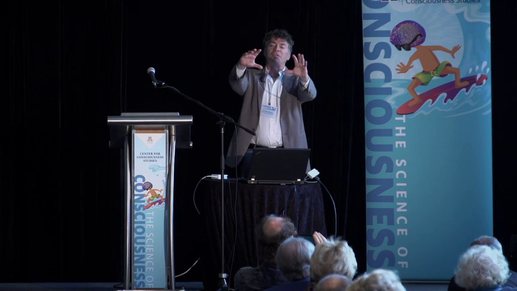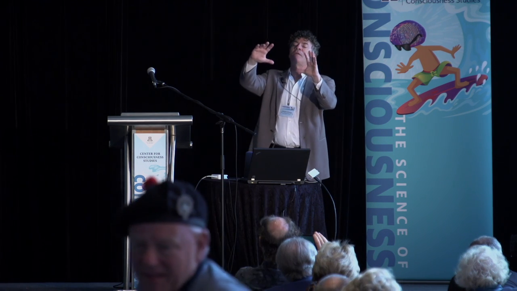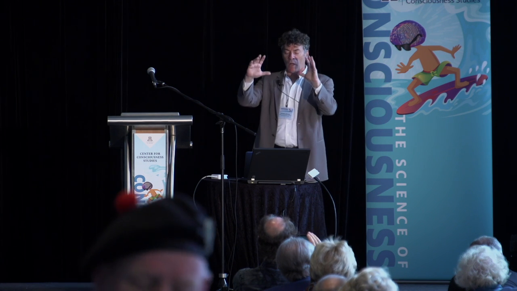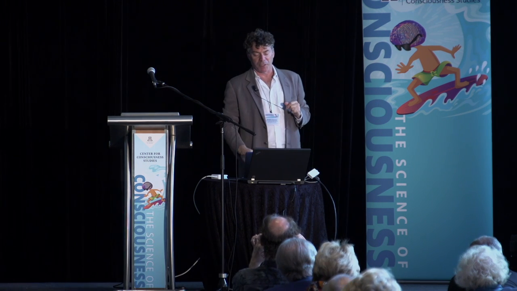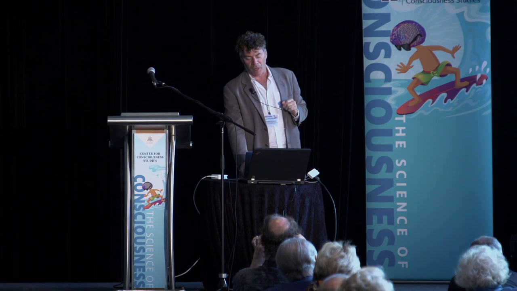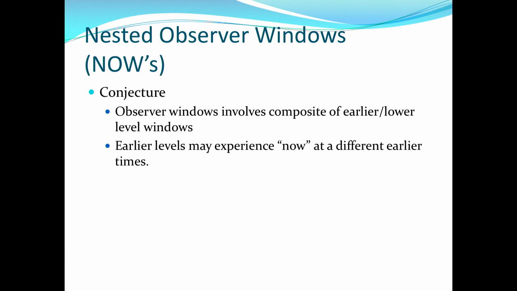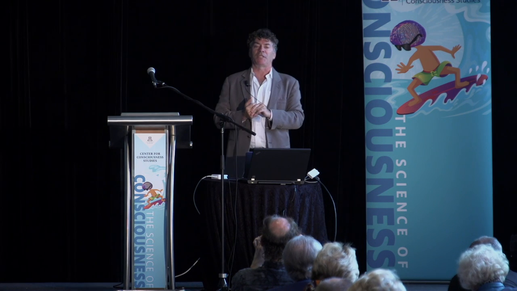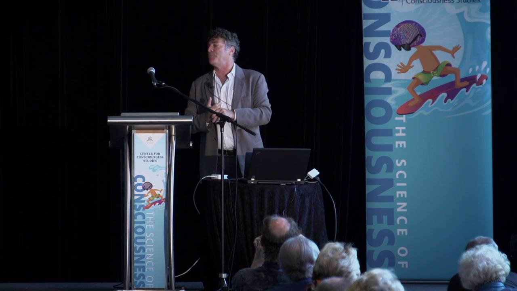So the idea that we have nested observers that are holding in buffer some information while other information comes around really fits with this type of phenomena. I want to suggest similarly, and this is consistent with some of the other talks that have happened, that we have nested observers. So observers involve composites of earlier level windows. Each one of them is nowing at a different time. Notice the nice acronym there, nows.